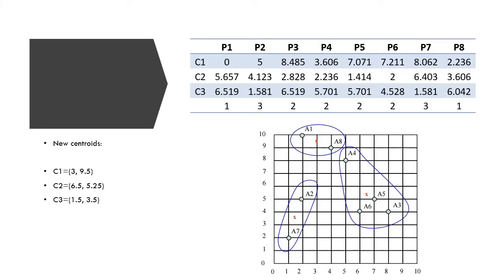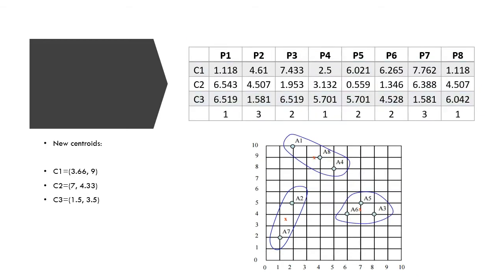Again, once we go through the table and use the Euclidean distance, we still have an unbalanced grouping of clusters, so we still have to calculate new centroids. As mentioned in the previous slide, there are formulas to do that. You take the average. Since C1 now has points, the new centroid becomes 3, 9.5. C2 becomes 6.5, 5.25. C3 remains the same at 1.5, 3.5.